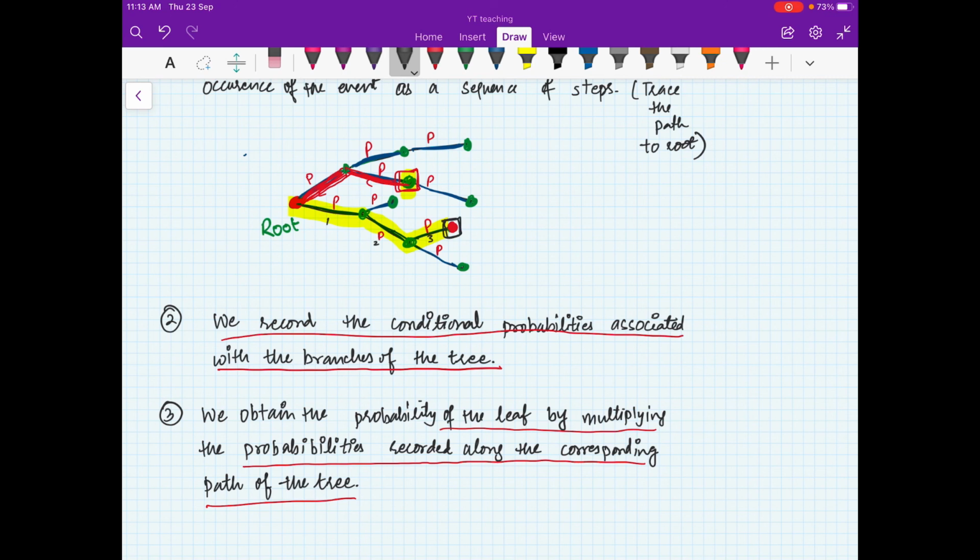You will see in the next video that this approach is very useful and it is very helpful. It will allow us to compute the probabilities in very complex situations.